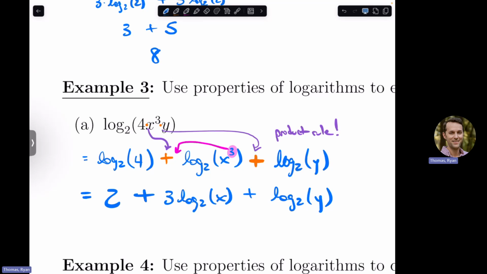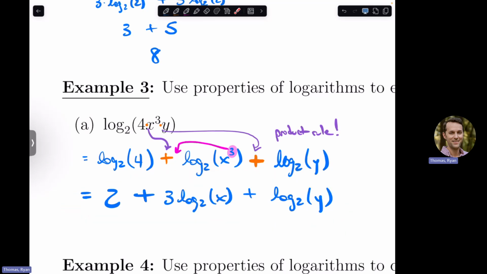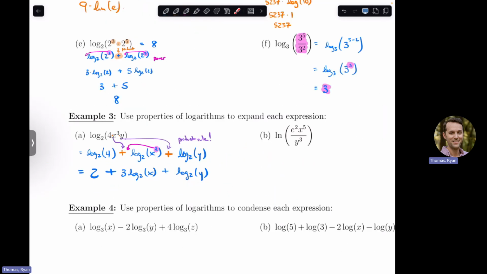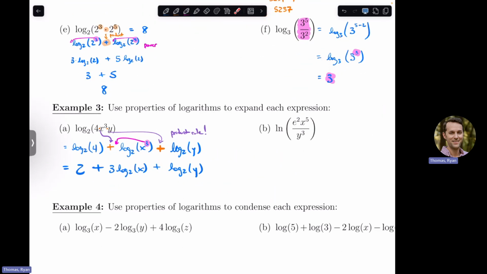Okay. So that's expanding, taking a single kind of messy log and splitting it up into several smaller, simpler pieces, right? And just working each of those down as far as we can take it. We got a couple minutes left. Y'all give me a shot.